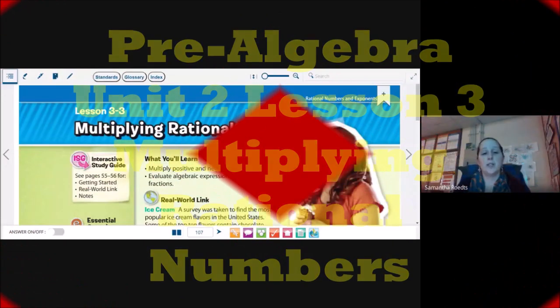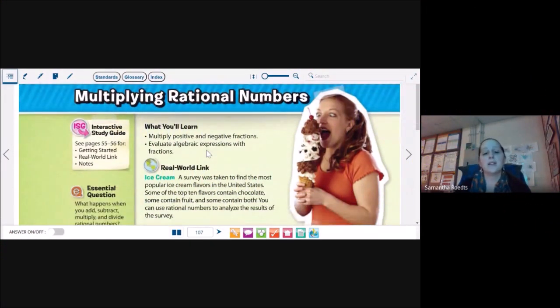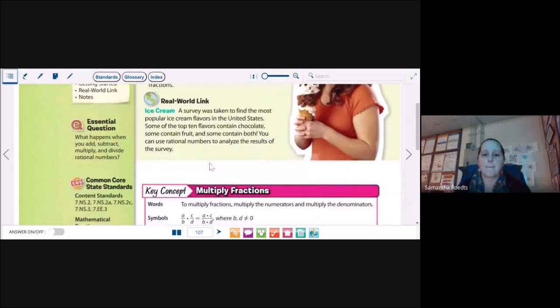All right, this is Unit 2, Lesson 3, Multiplying Rational Numbers. So our lesson essential question is, what happens when you add, subtract, multiply, and divide rational numbers? Through this lesson, you're going to learn to multiply positive and negative fractions, and then evaluate algebraic expressions with fractions.